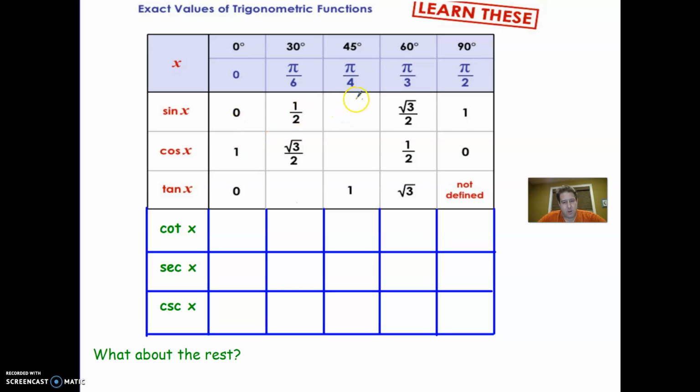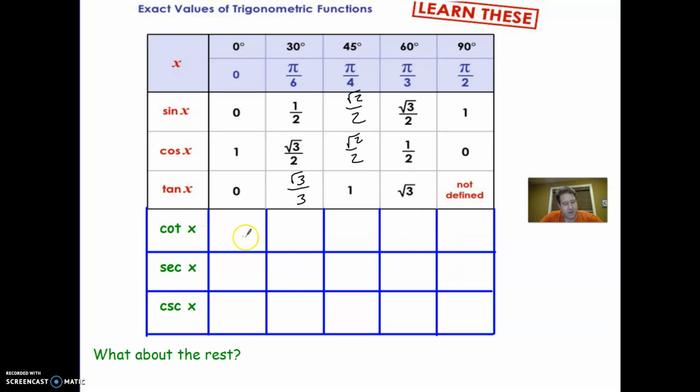All right, so now these are those special angles that you have memorized. So sine of 30 is 1/2, and then sine of 45 happens to be square root of 2 over 2. Cosine of 45 is also square root of 2 over 2. Tangent of 30 is square root of 3 over 3. Now, for these over here, you really just have to flip them around.